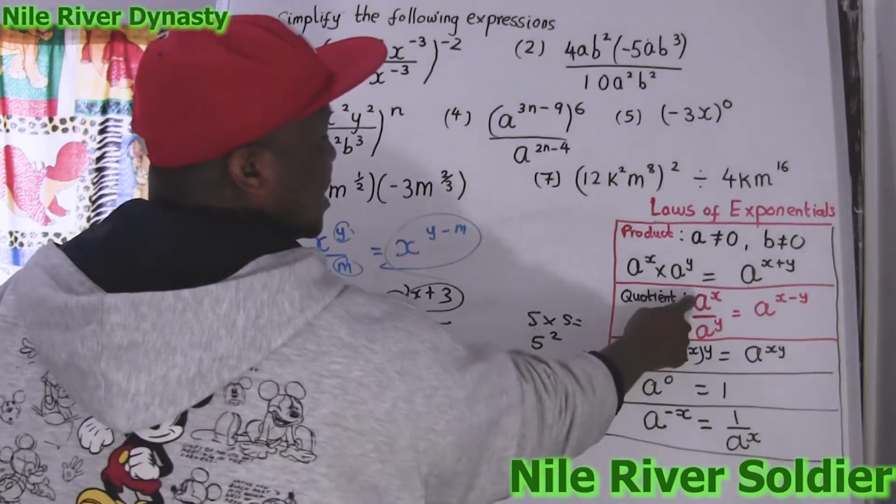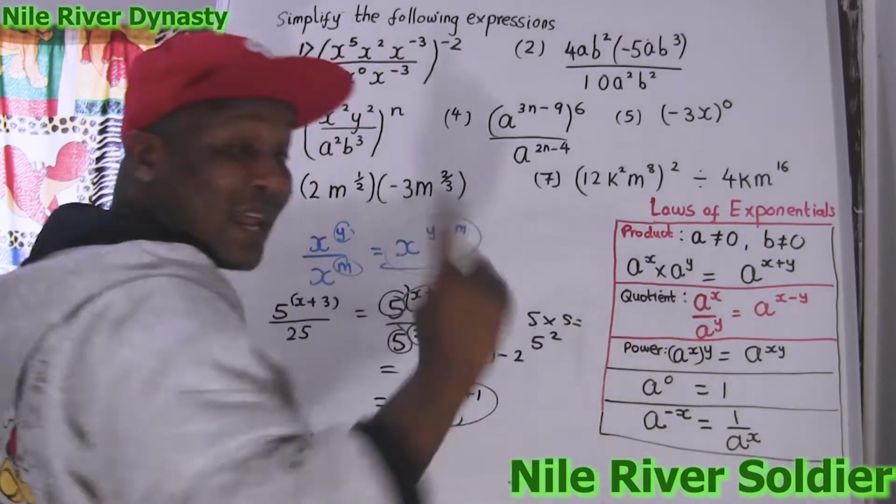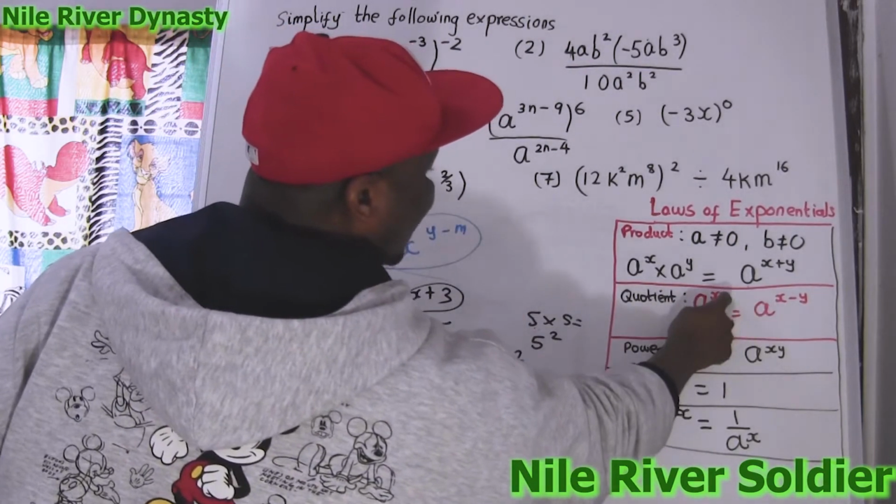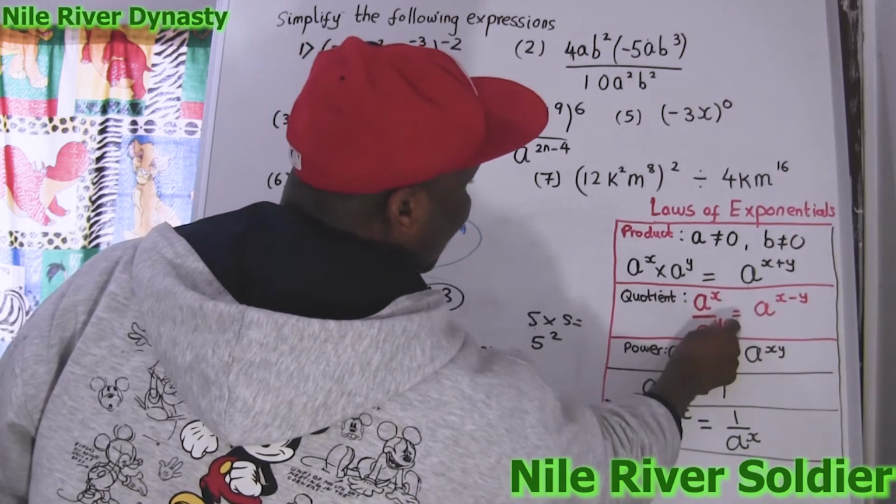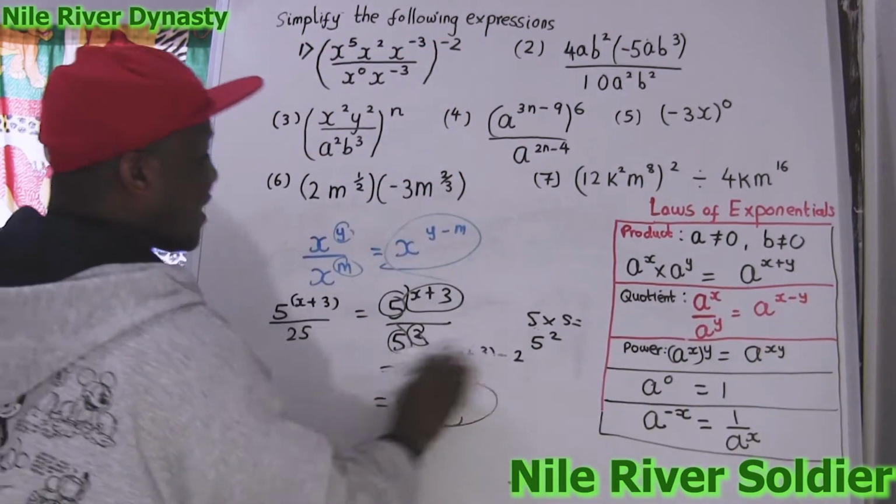So that's why here they say the bases are the same. Only one base, so I'm going to write only one a and then take the top x minus the bottom. So for example, they give something like this. For example, let's see.